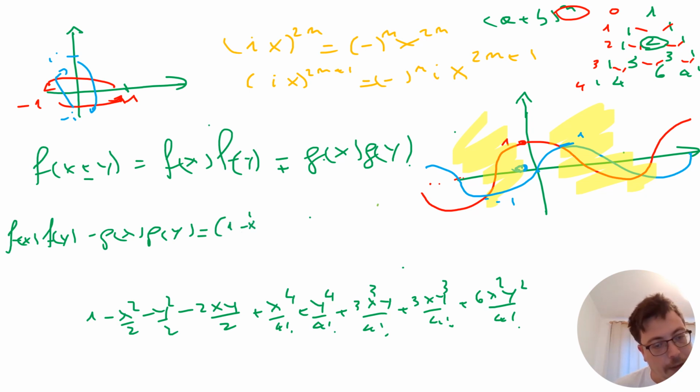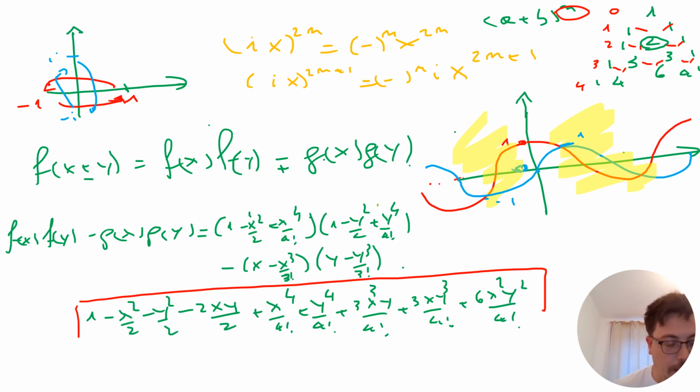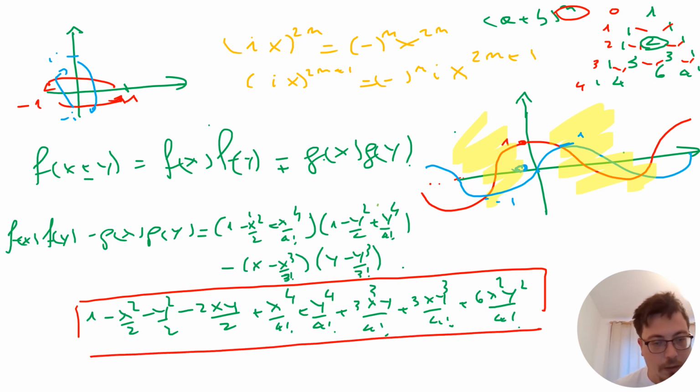1 minus x squared over 2 plus x to the 4 over 4 factorial, times 1 minus y squared divided by 2 plus y to the 4 over 4 factorial, minus x cubed, and I will stop at the second term because already the degree is high enough to match the one on the row below. So to match this value here. So we want to replicate these numbers.